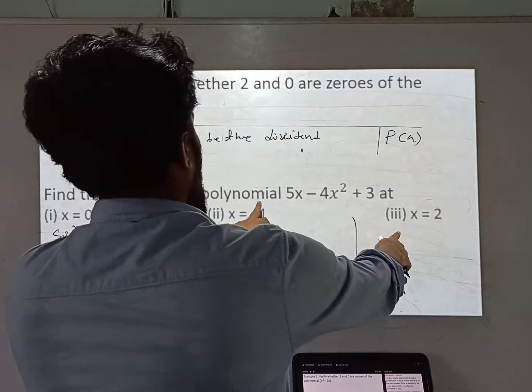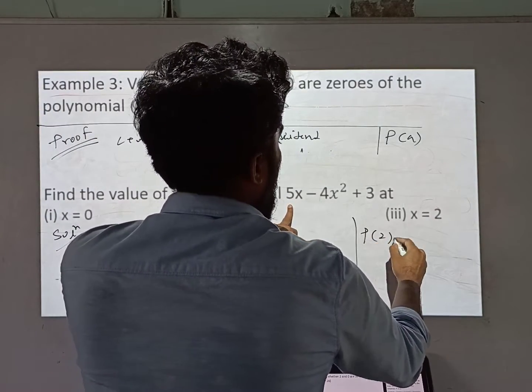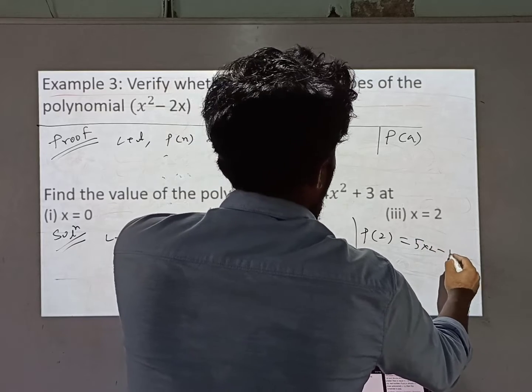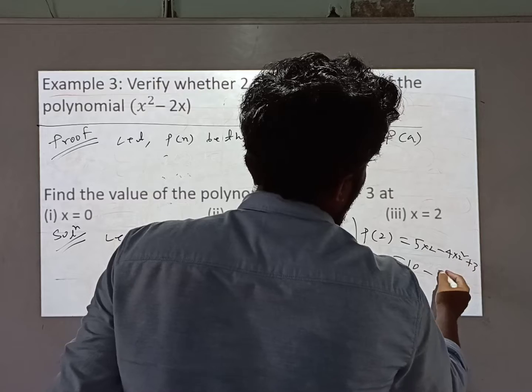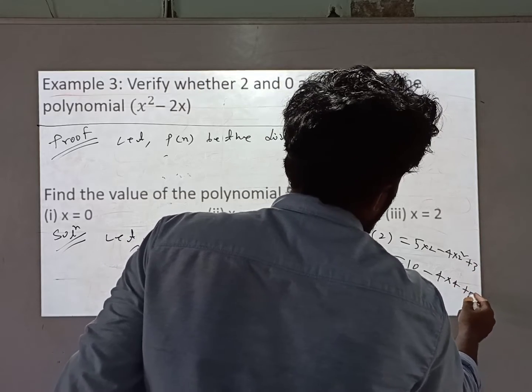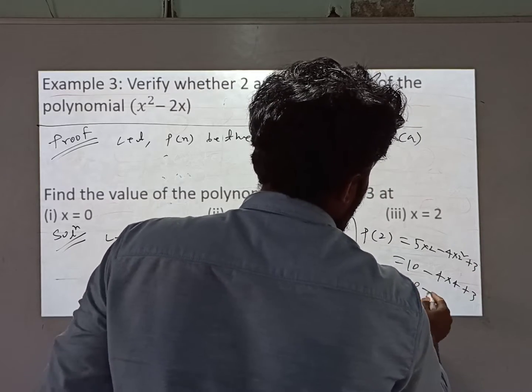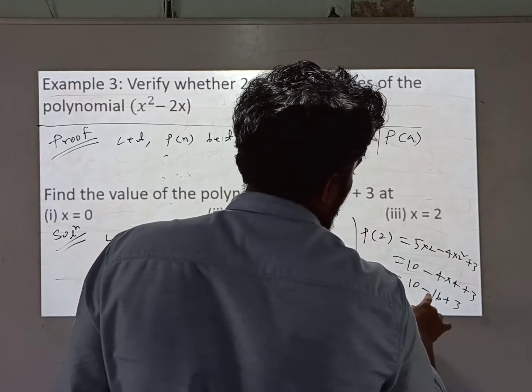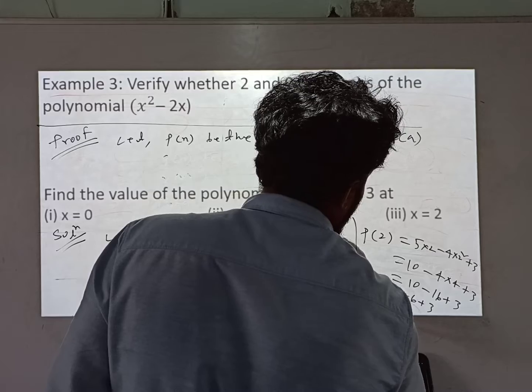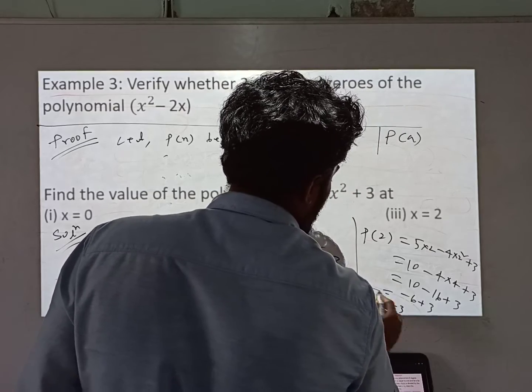Similarly, x equals to 2, I will put x equals to 2. P of 2 will be 5 into 2 minus 4 into 2 square plus 3. That is 10 minus 4 into 2 square, that is 4. That is 10 minus 16 plus 3. That is how much? Minus 6 plus 3, that is minus 3. So P of 2 is minus 3.